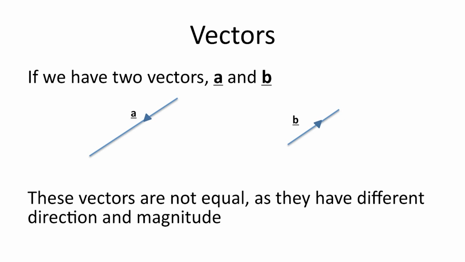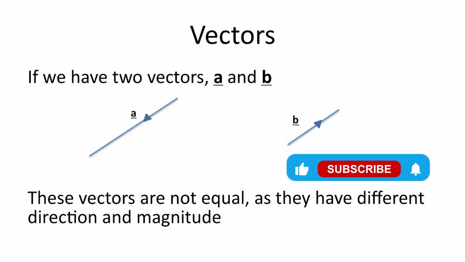If we have two vectors, A and B, you can see here that these vectors aren't equal because they have a different direction indicated by the arrow on the line, and they also have a different magnitude, and that's indicated by the length of the line.